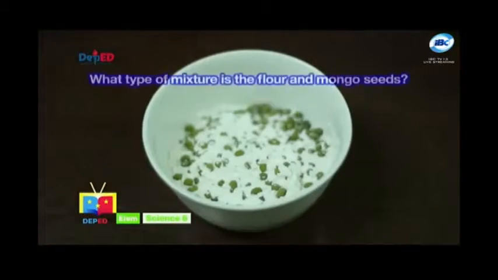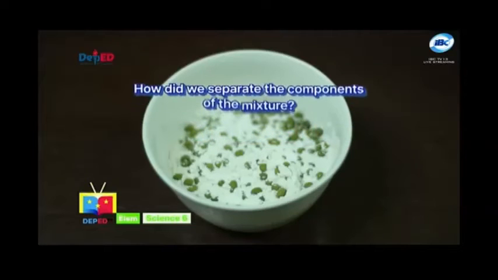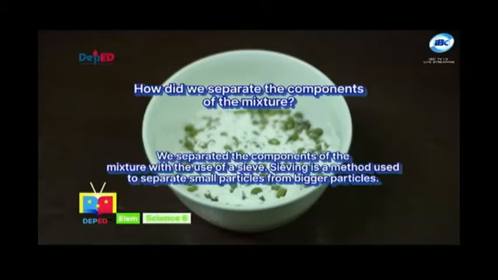Number 1. What type of mixture is the flour and mungo seeds? Right! It's heterogeneous mixture. Number 2. How did we separate the components of the mixture? We separated the components of the mixture with the use of a sieve. Sieving is a method used to separate small particles from bigger particles.